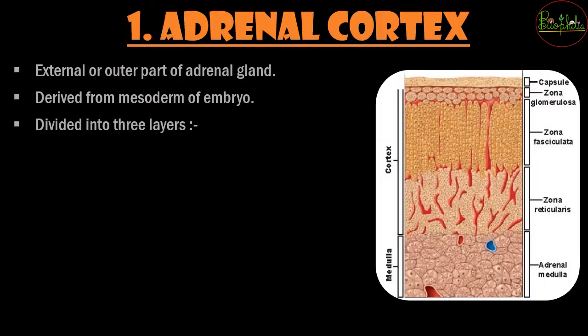Now we are seeing about the different parts of the adrenal gland. So दो parts देखे थे, the adrenal cortex and the adrenal medulla. So cortex जो होता है, it is going to be the external or the outer part of the gland, and it is going to come from the mesoderm of the embryo. Now this external cortex is going to be divided into three more layers.